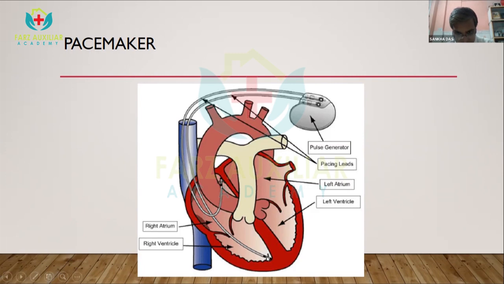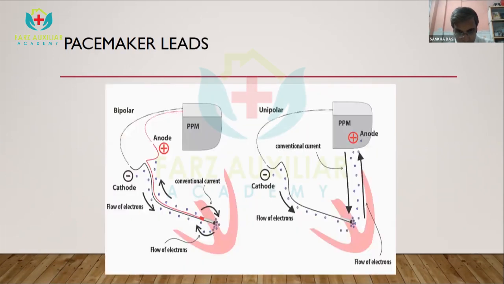And these are the tips of the leads, which contain the cathode and the anode. Mostly we position our pacemaker leads in the right side of the heart, that is the right ventricle and the right atrium. Now, how does it stimulate the heart? The leads of the pacemaker. There are single chamber and double chamber pacemakers, and the leads are basically of two types, unipolar lead and bipolar lead.